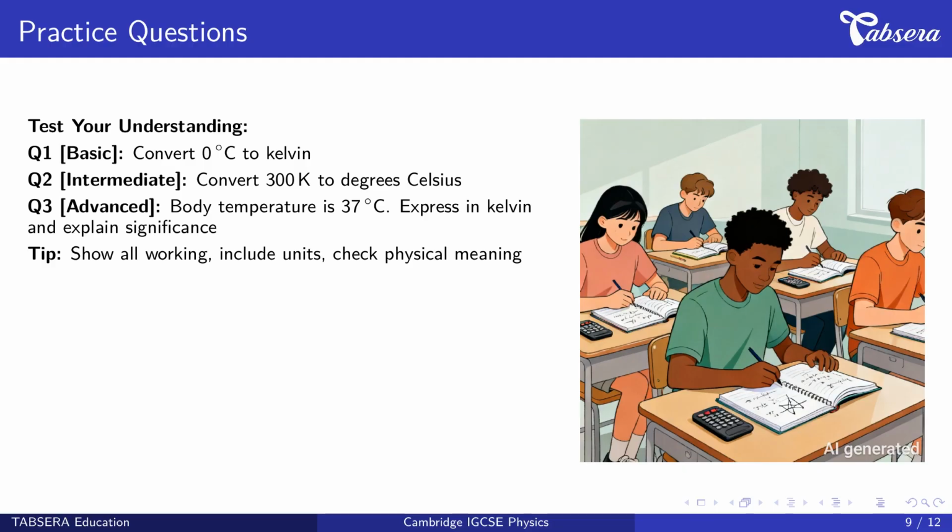Question 3 is advanced. The question is, body temperature is 37 degrees Celsius. Express this in Kelvin and explain the significance. This tests both your calculation skills and understanding of temperature in biological contexts. For all questions, remember to show your working clearly, include units in every step, and check that your answers make physical sense. Write your answers now before looking at the solutions.